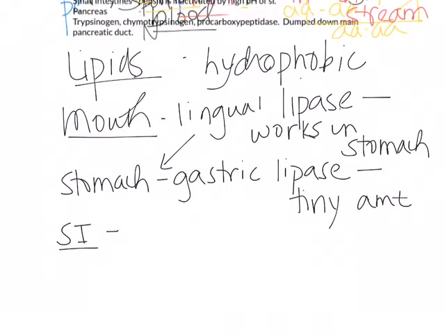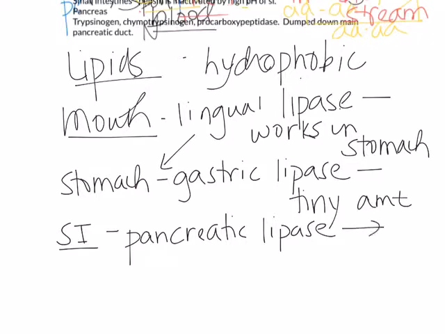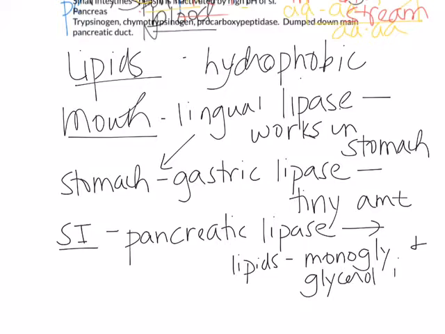Now the small intestines. From the pancreas, we're going to have pancreatic lipase. What pancreatic lipase is going to do is break these lipids down into monoglycerides, and glycerol and fatty acids.